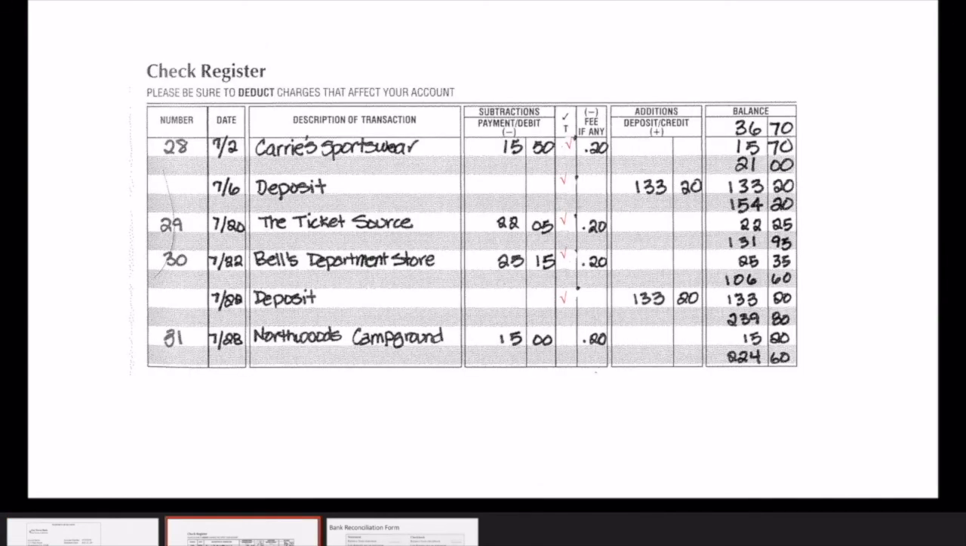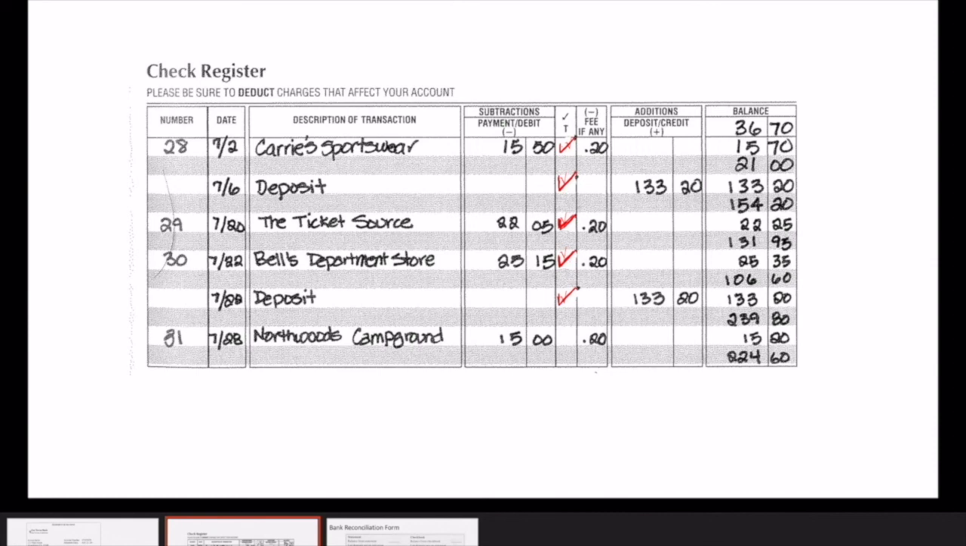You also need your check register that also shows you the check marks that you've put in. Remember the check marks here. This means that Cary Sportswear, where you've already received that check back, so it is a canceled check. It's already been paid, along with the Ticket Source and Bell's Department Store. You've also had a couple of deposits already put on your bank statement, and that's why the check marks are listed right here, because those deposits have been put into your checking account already.